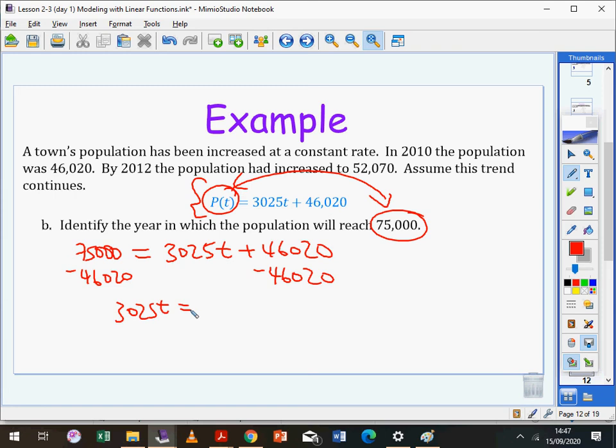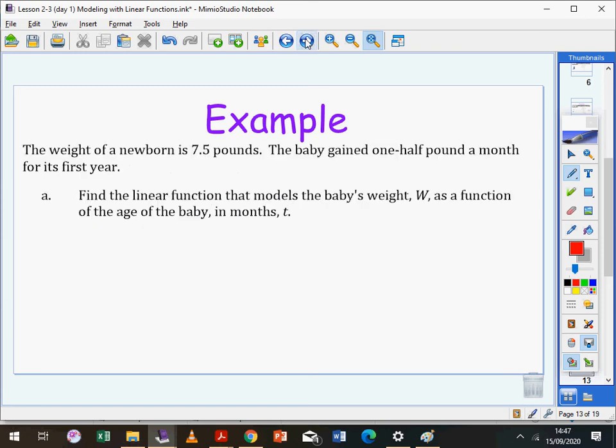The weight of a newborn baby is 7.5 pounds. The baby gained half a pound. Now, newborn, that's initial, when time is 0, the newborn baby is 7.5 pounds. That's the starting weight, because the baby can't come out of the womb at 0 pounds. The baby gained 1/2 pound. I hope you can see that this is a rate of increase, 1/2 pound a month for its first year. Find the linear function that models the baby's weight as a function of the age in months.